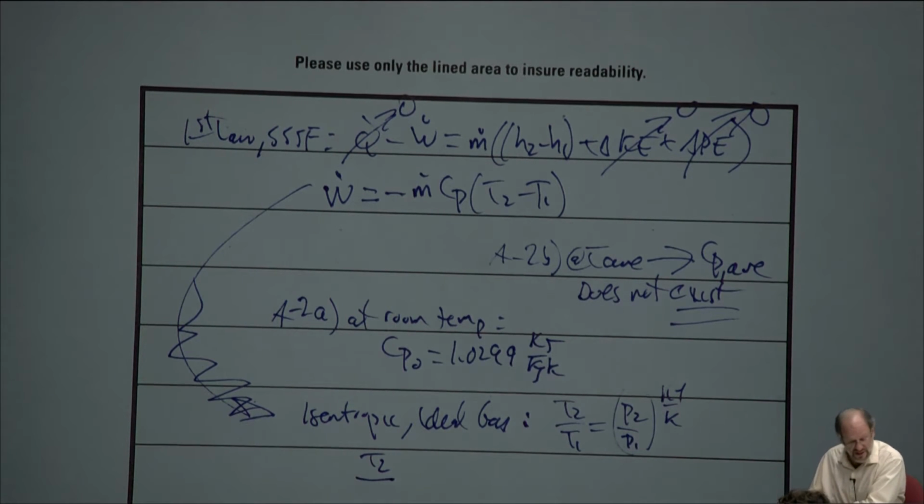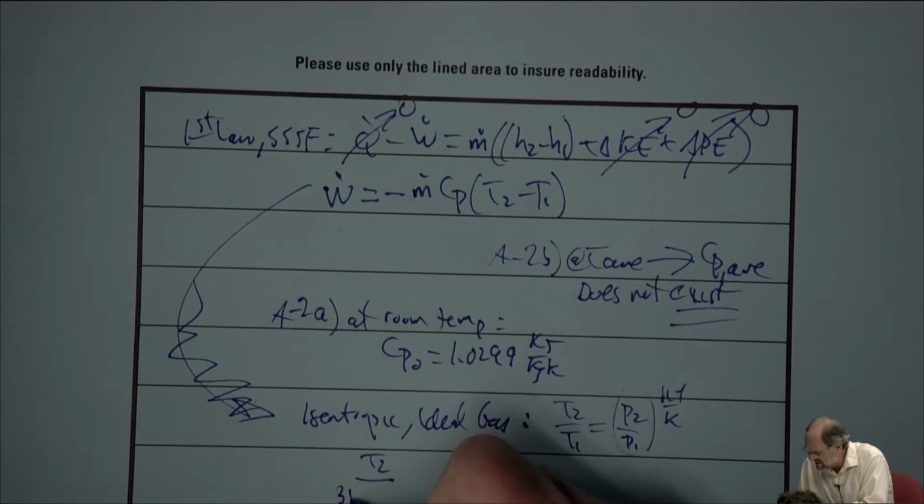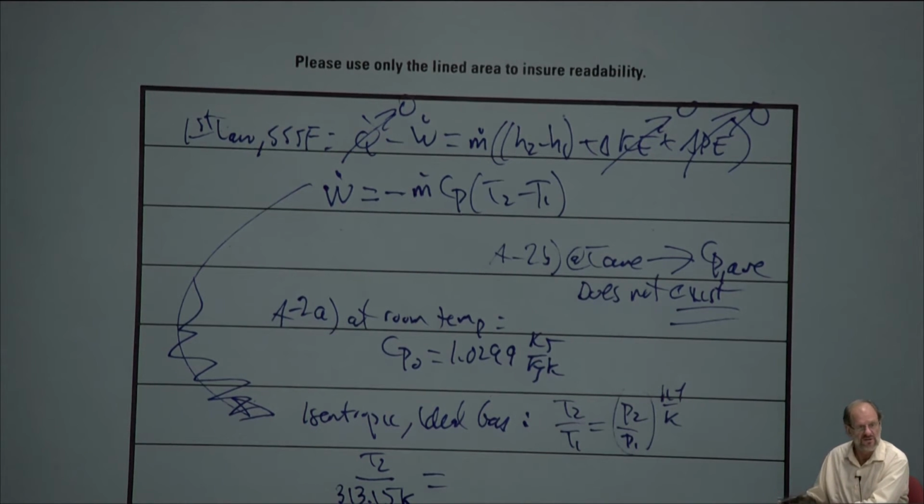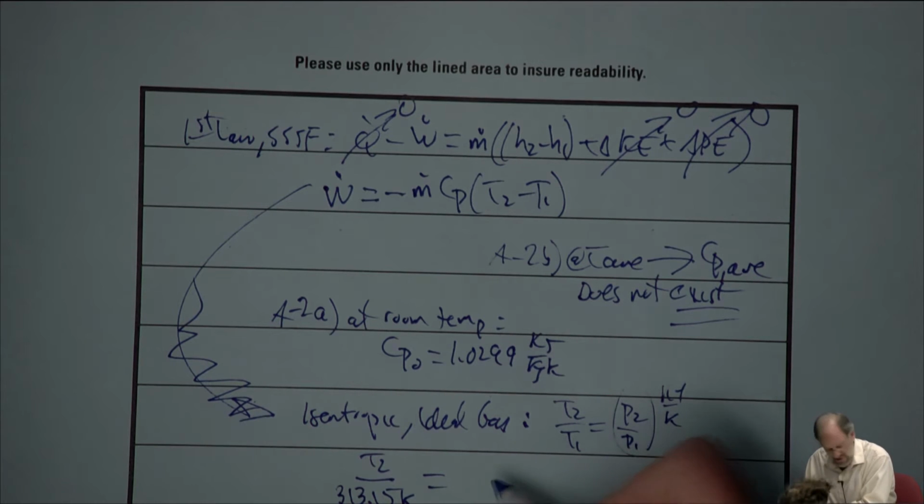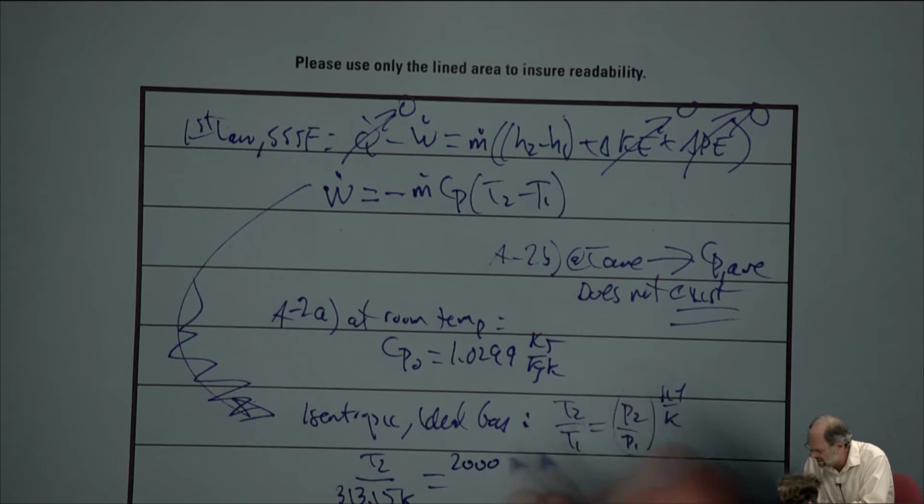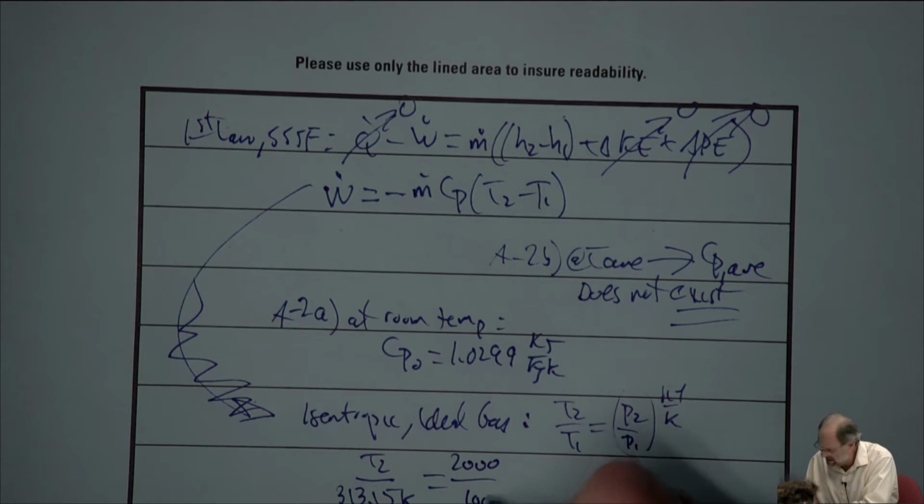T1 is given to us as 40. Now keep in mind that we have to convert this into Kelvin. So that's actually 313.15 Kelvin, right? We just add 273.15 to 40. And then the pressure ratio, let's see, the exit pressure is 2,000 kilopascals. The inlet is 100. So you certainly need to make sure that your pressures are right.